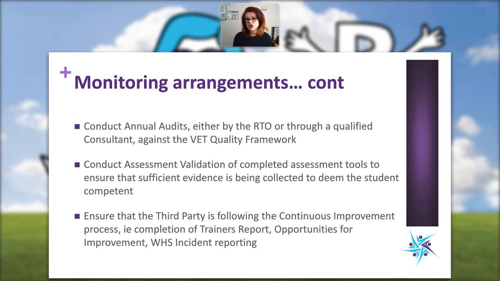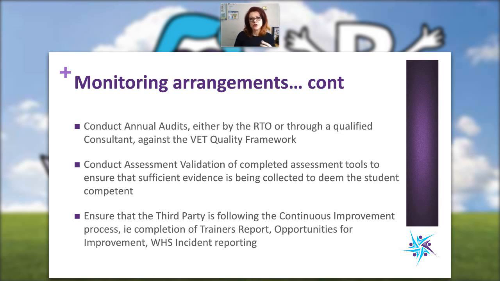But you don't want to leave it a year to ensure that they are actually complying. You should be doing regular monitoring of the assessment tools that are coming in, validating those assessment tools to ensure that they actually meet the requirements. I'd also recommend that you go sit in on the training of the other provider to actually ensure that they're delivering the training and conducting the assessments the same way that you would prefer them to be conducted.